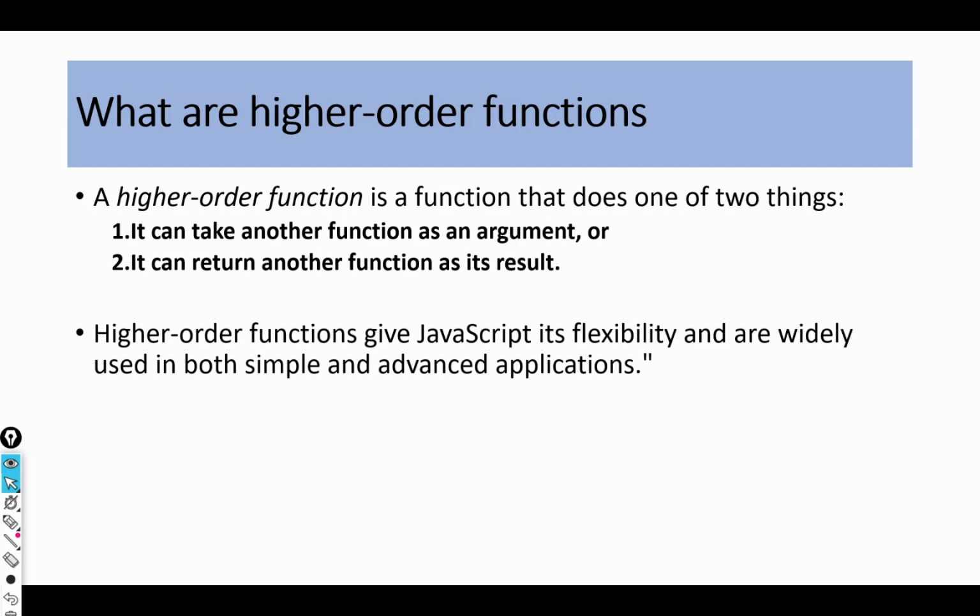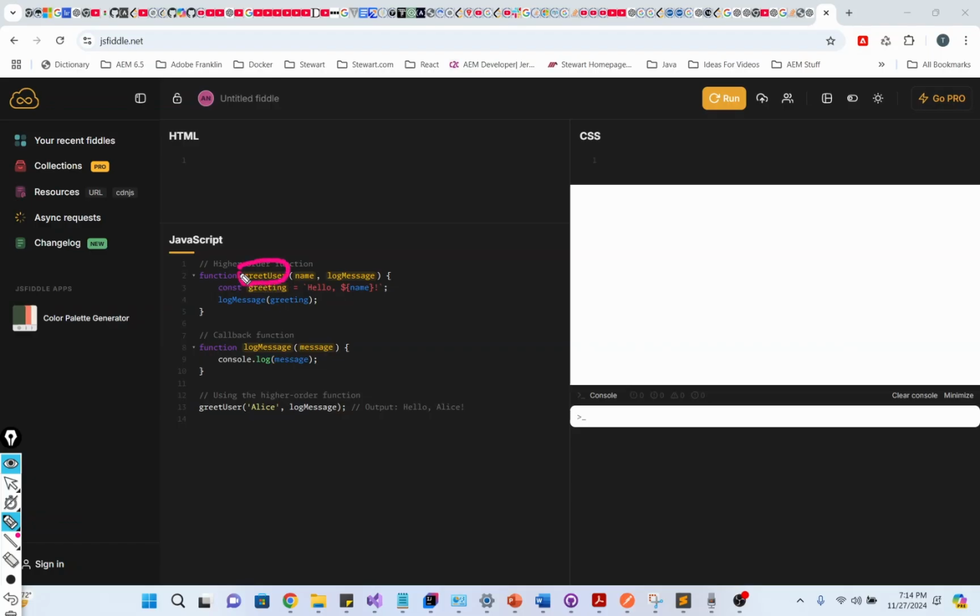Let's jump into our example to understand it. We have a function called greetUser. It takes two arguments, name and logMessage. Name is a string and logMessage is a function. It's actually a callback function which is passed as an argument to this function. Inside this greetUser function, we create a greet message. You are passing a function logMessage as an argument to this function.